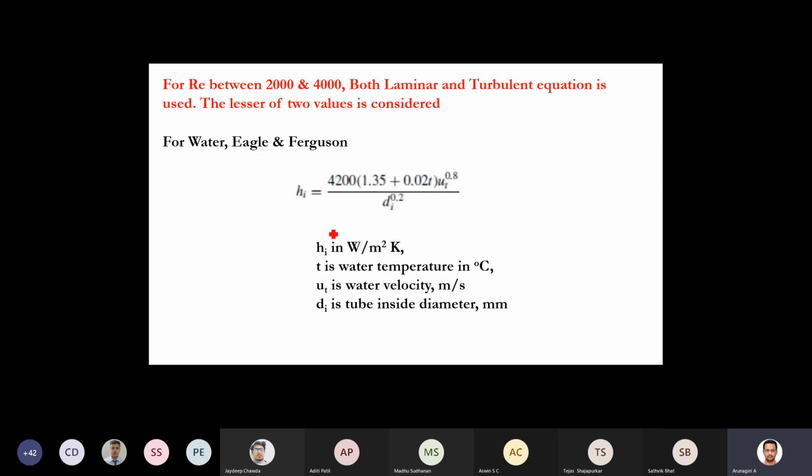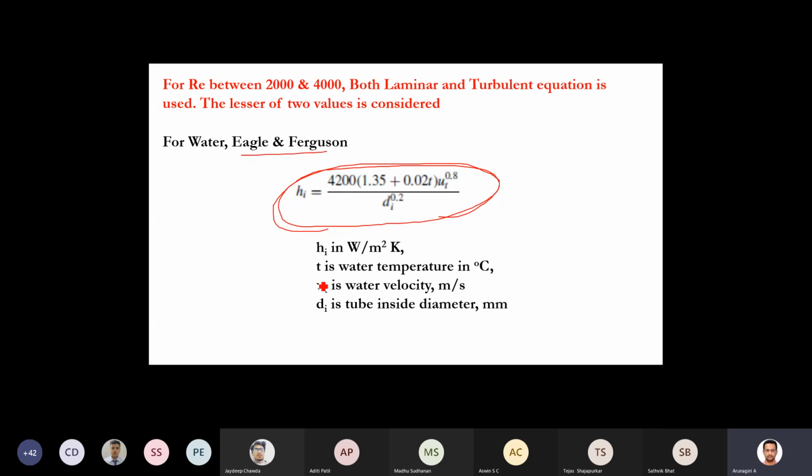Sometimes if you use water, you will have specific equations. If you use the Cp equation or the Dittus-Boelter equation to calculate the heat transfer coefficient for water, the deviations are more, around 25% to 30%.